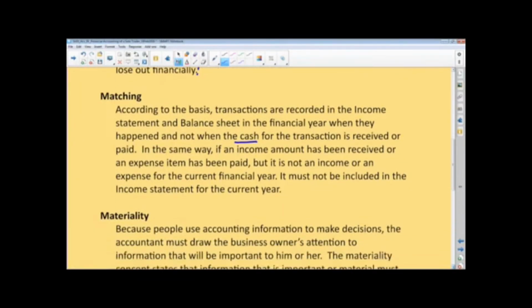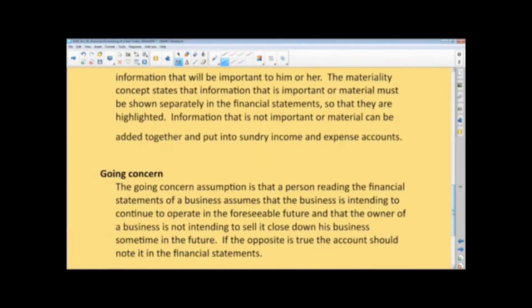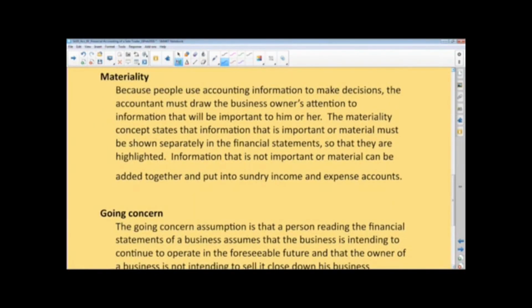That will be your materiality. Because people use accounting information to make decisions, the accountant must draw the business owner's attention to information that will be important to him or her. The materiality concept states that information that is important or material must be shown separately in the financial statements so that it is highlighted. Information that is not important or material can be added together and put into the sundry income or expenses.